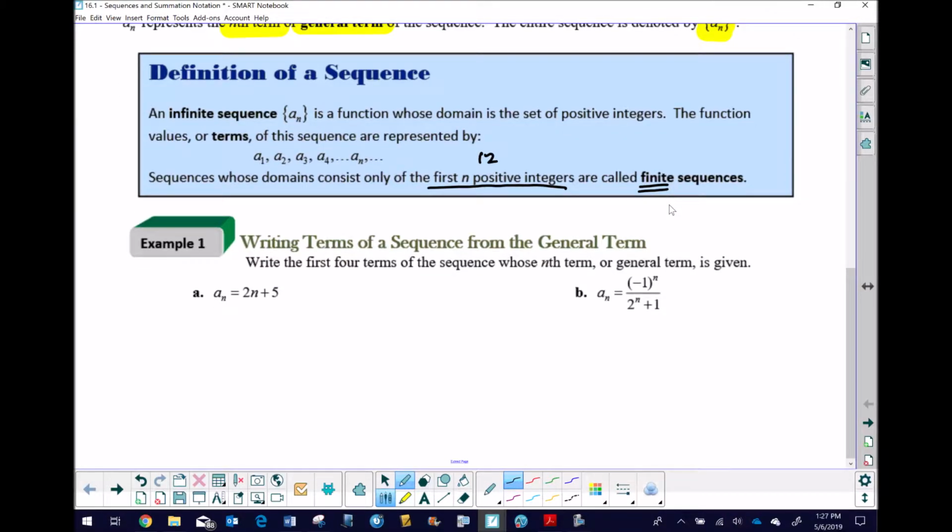So for a first example, let's write the first 4 terms of the sequence whose nth term is given. For this particular one, you're just going to plug in 1, 2, 3, and 4 for n. So a sub 1 would simply be 2 times 1 plus 5. You guys, it's very unlikely that you need to show this work. I think you're going to be able to do this in your head, and you're going to get 7.